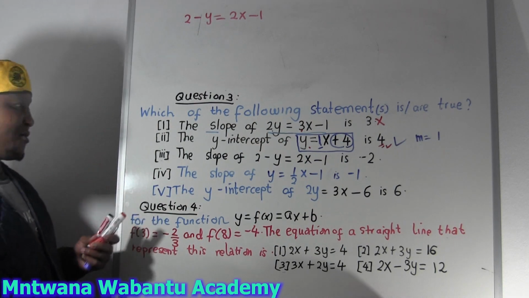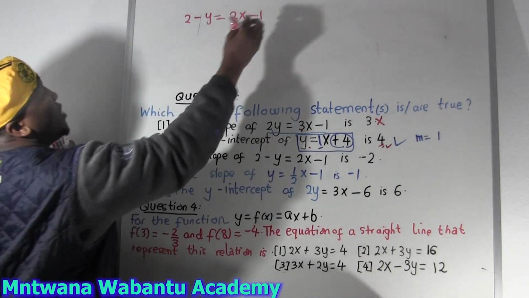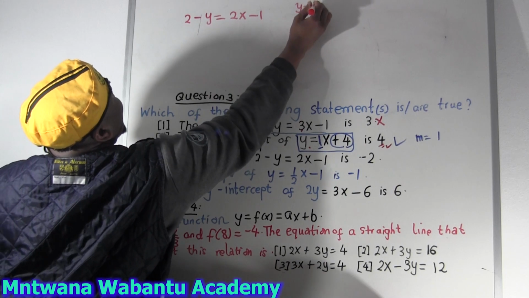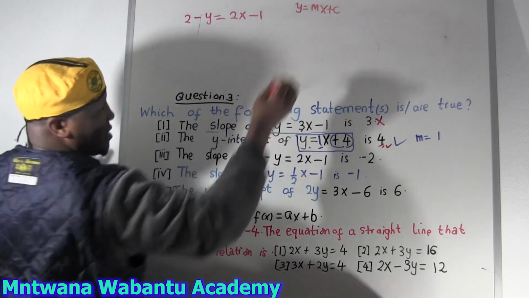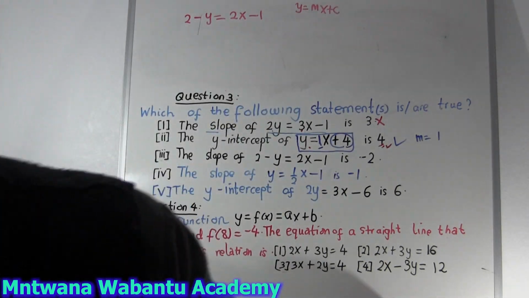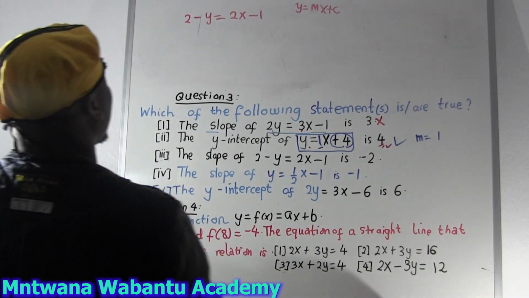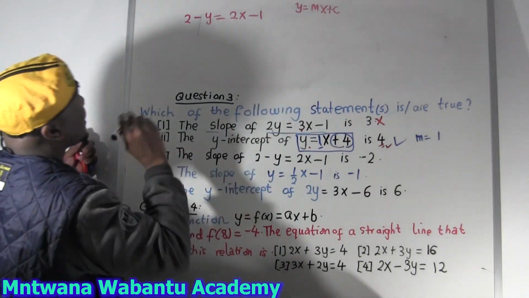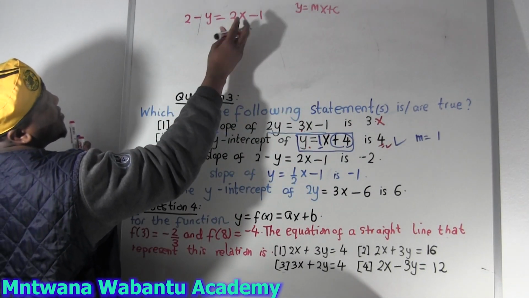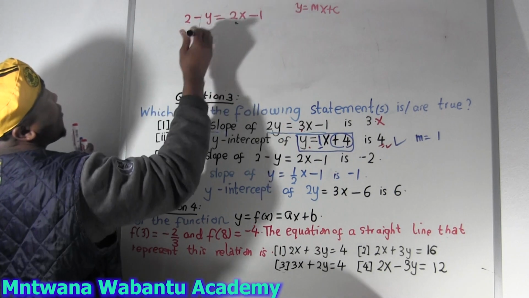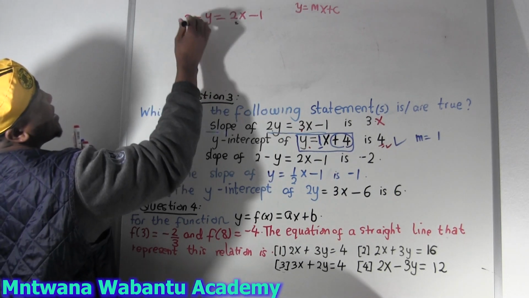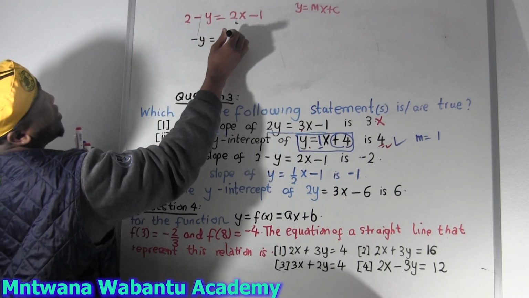Let's rearrange everything. We know the standard equation of a line is y equal to mx plus c. Now, you see this one is in the right position, but this 2 might go over. So it's going to be negative y, and the 2 is going to go over, so equal to 2x.